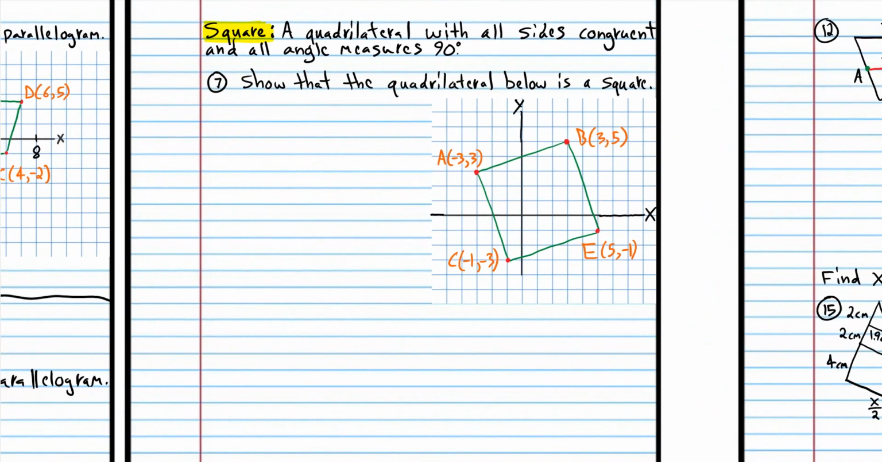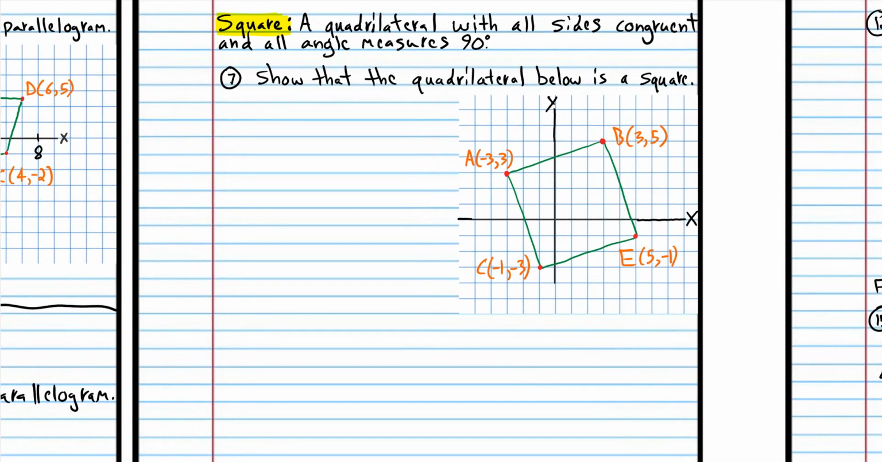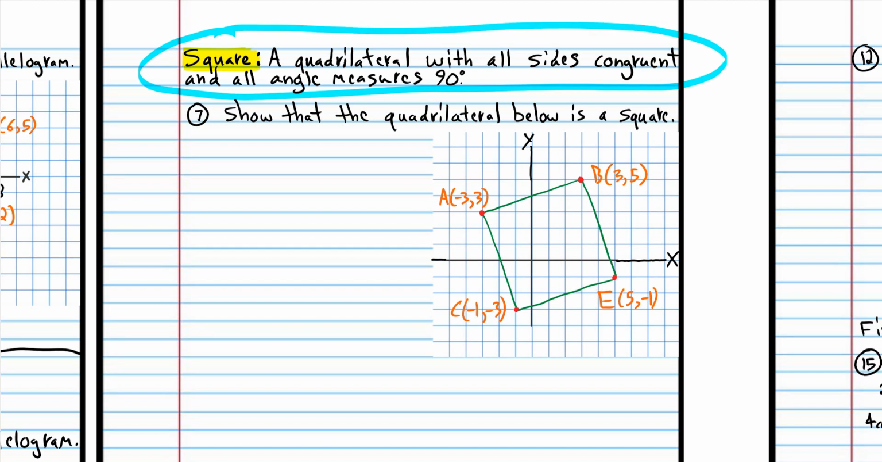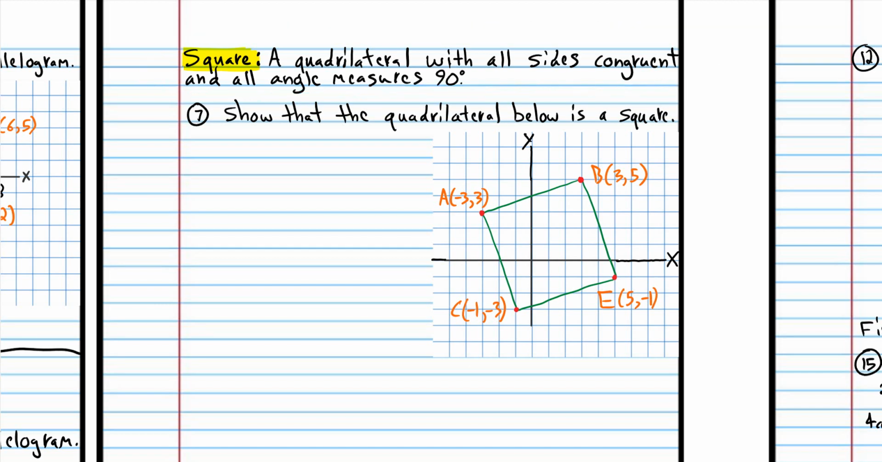So this is the most difficult one of these types of problems we're going to do, because this is going to require the most work, but don't worry, we'll get through it quick. We did triangles and we did parallelograms. Now we're going to do a problem with a square. So we have to show that this quadrilateral is a square. We can't do that unless we know what a square is. I mean, we can probably recognize a square, but what's the exact definition? Well, a square is a quadrilateral with all sides congruent and all angle measures 90 degrees.